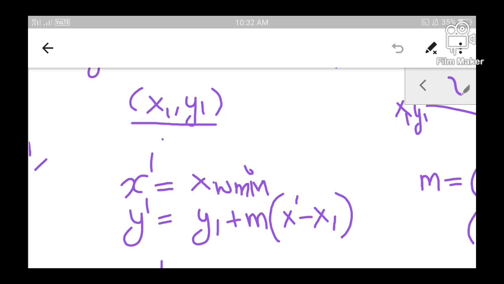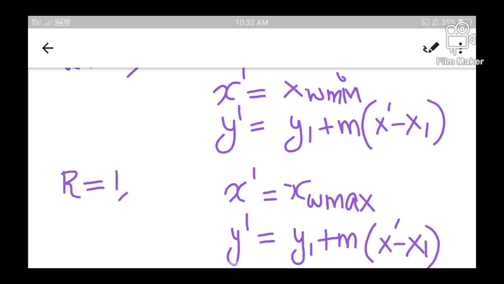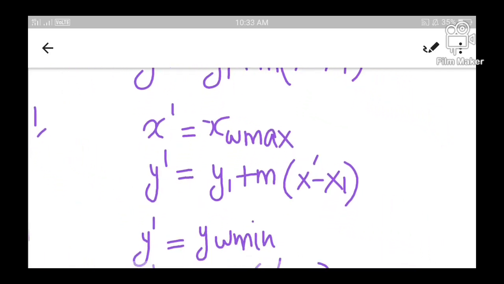So if the left bit is 1, the new intersection point can be computed as x dash is equal to xw min and y dash is equal to y1 plus m into x dash minus x1. Similarly, if instead of the left bit, the right bit is 1, then the intersection point x dash can be computed as x dash is equal to xw max, that means the value of the right boundary of the window. And the intersection point y dash can be computed as y dash is equal to y1 plus m into x dash minus x1. Here x1, y1 are the point to be clipped. M is the slope of the line and x dash is the value just computed.